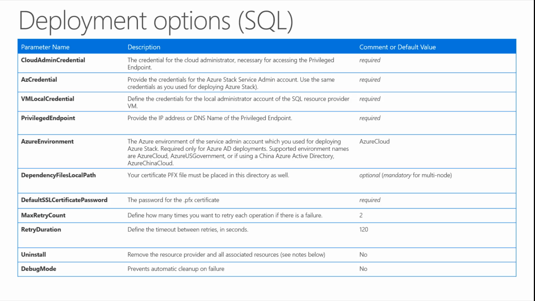The IP address, we talked about that, for the PEP or privileged endpoint, which is the ERCS that you get from your AzureStackStampInfo.json file. And another note I wanted to make about that: if you didn't know where that file was or you couldn't find it, if you access the privileged endpoint, you can actually regenerate that file. There's a command line for that.